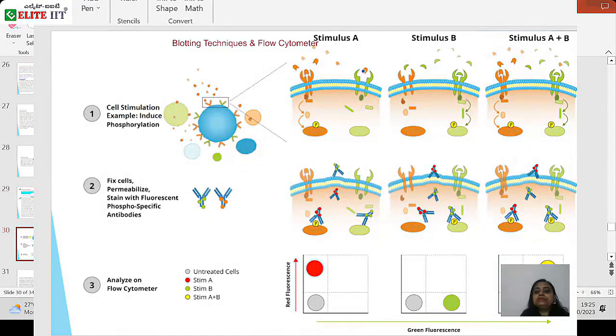Now sequentially it is written: cell stimulation, for example induced phosphorylation. Then fix cells, permeabilize, and stain with fluorescent phosphospecific antibodies. Now you can analyze the sample through the flow cytometer, and you will get multiple peaks for the multicolored compound.